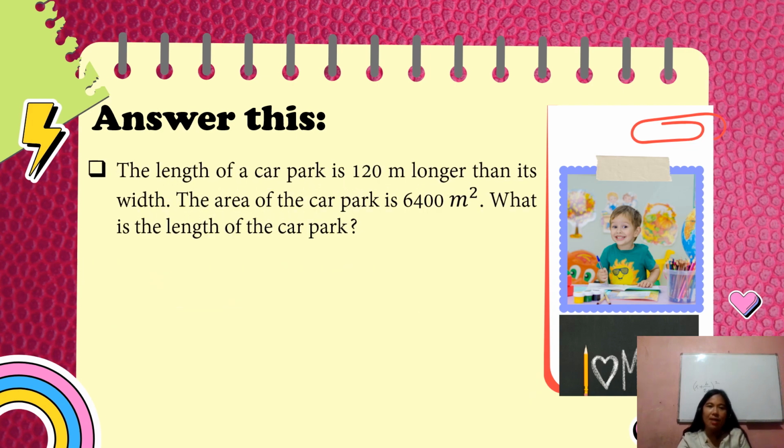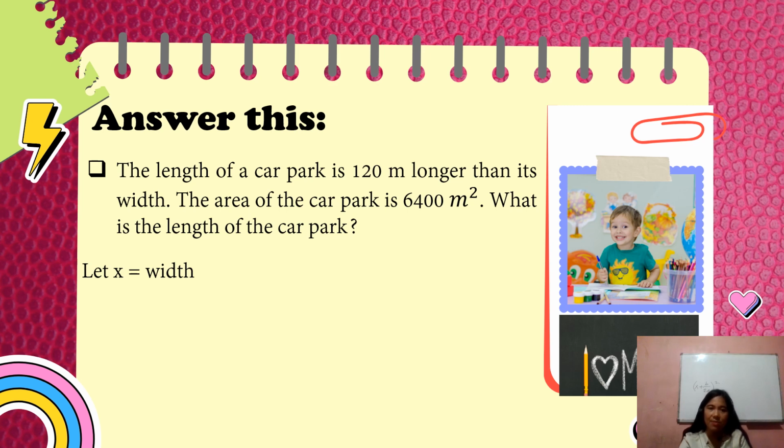Okay? Another one. The length of a car park is 120 meters longer than its width. The area of the car park is 6,400 square meters. What is the length of the car park? Paano ba to? Okay, mag-venture tayo. Wala kasing binigay na width. Bakit start tayo sa width?